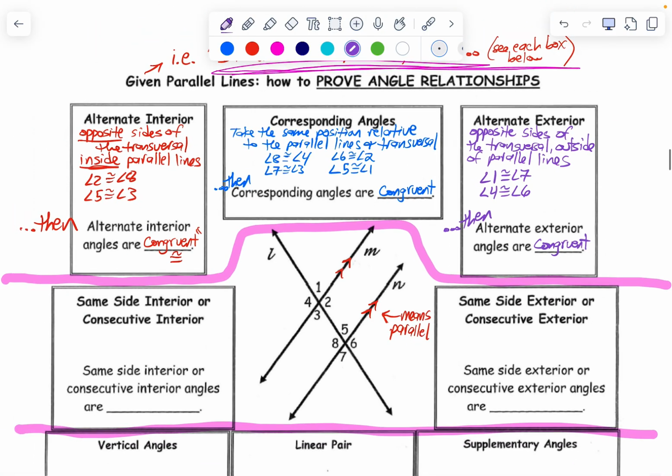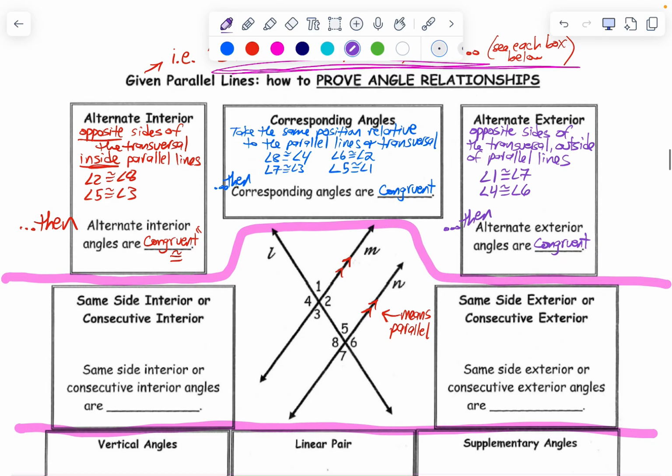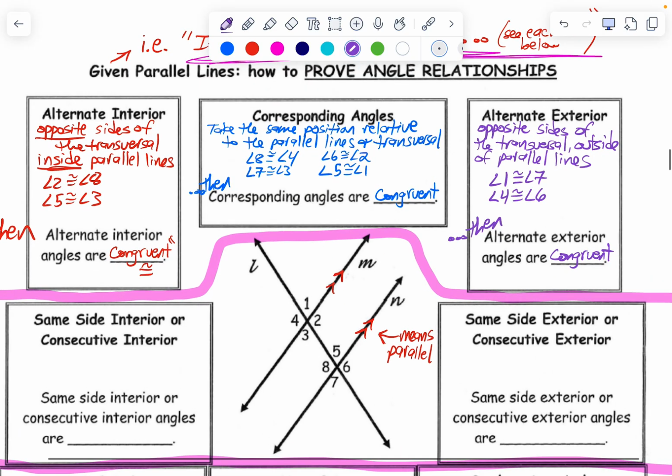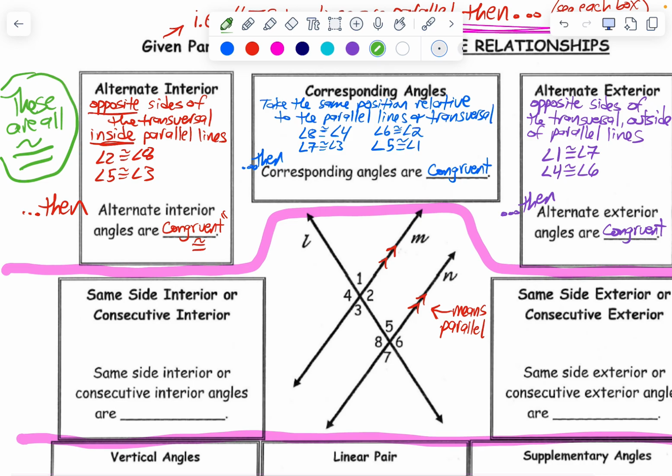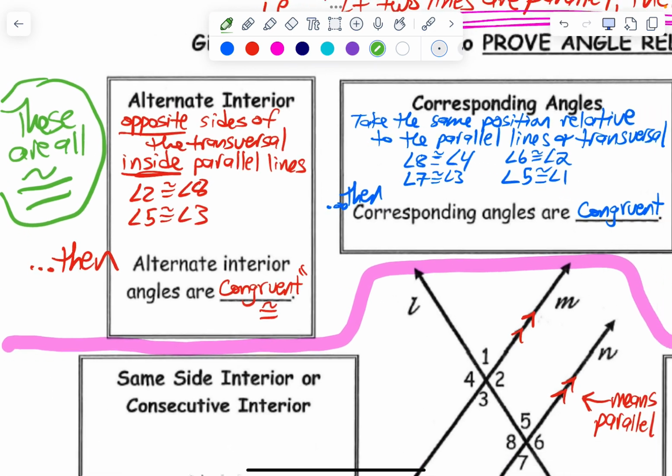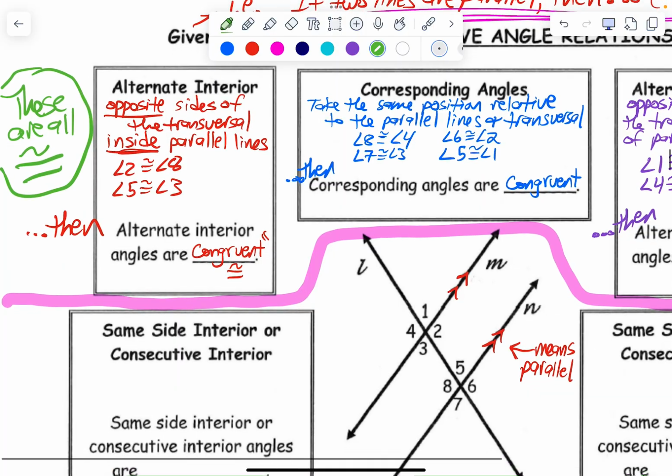So what is the common characteristic of all these angles on the top? Why did we draw this pink line? They're all congruent. Yeah, good. So I'm going to come to the side over here. These are all congruent. It doesn't fit on the screen, but it says these are all congruent.